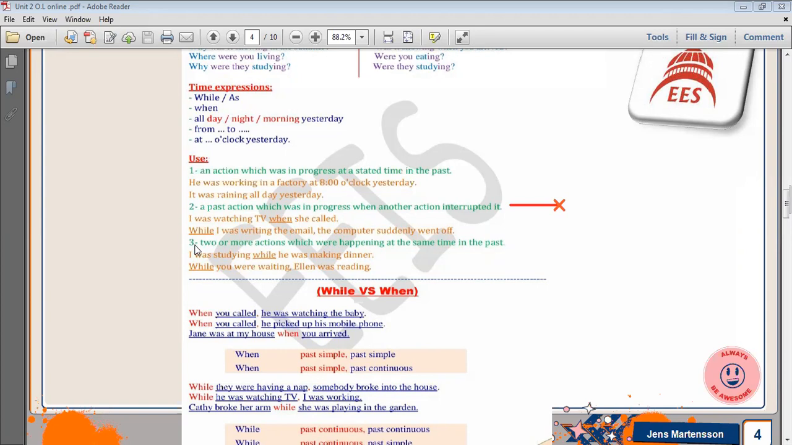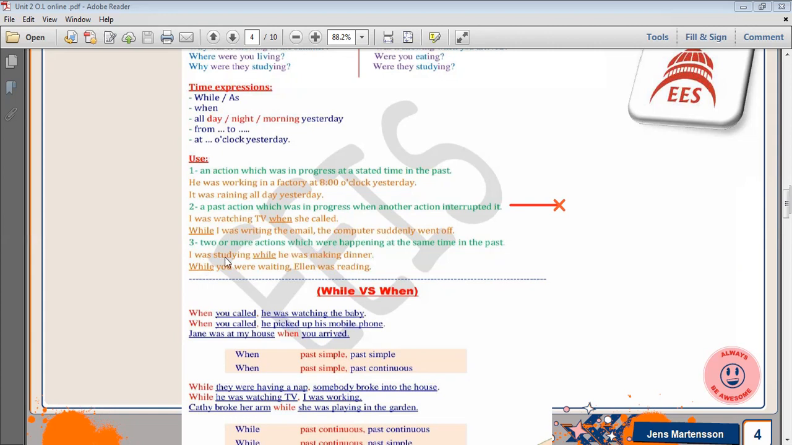Two actions, and the two actions were happening at the same time in the past. And here we have no interruption, like number two. Okay, here I will use two long actions, and the two actions were continuous in the past.